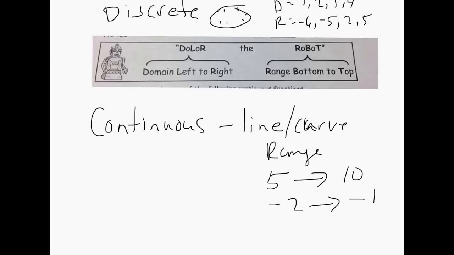We're going to tell you in class a story about Dollar the robot, so I'm not going to ruin that story for you now, but the main thing you need to understand is that domain is still X, and it goes from left to right, and range is still Y, and it goes from bottom to top. Domain goes from left to right because domain is the x-axis, and the x-axis goes from left to right. Range goes from bottom to top because it's the y-axis, and it goes up and down.